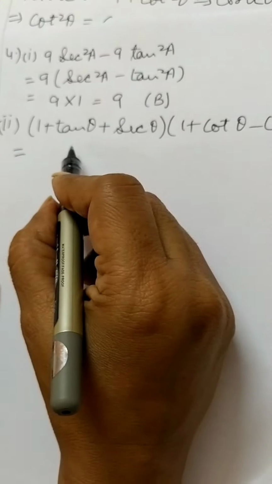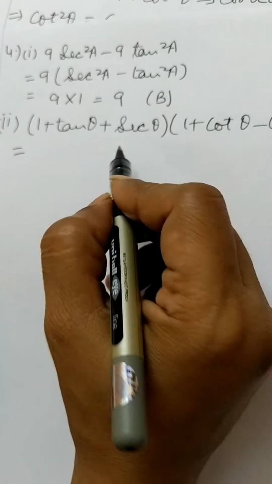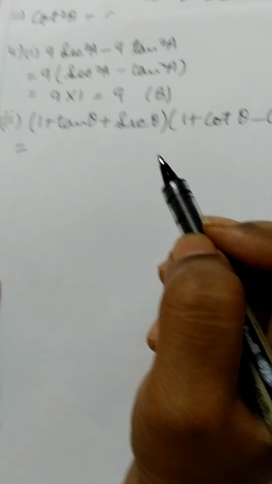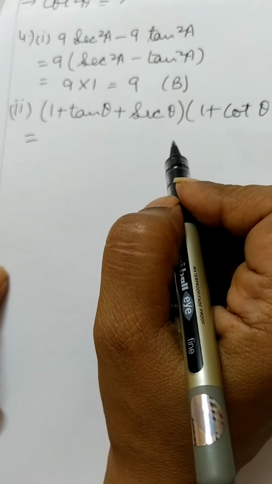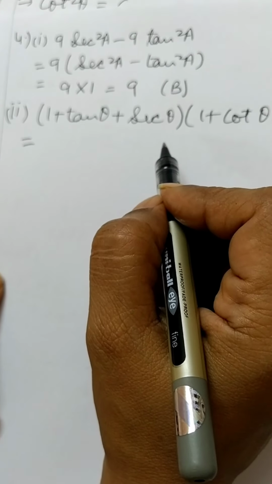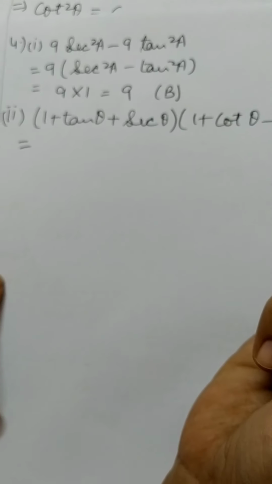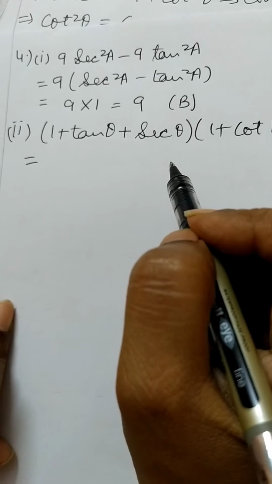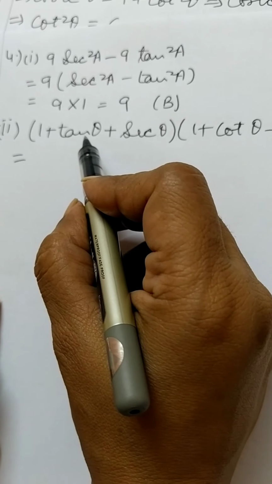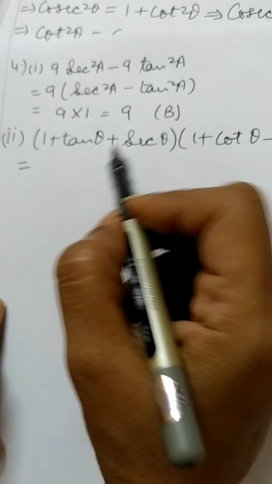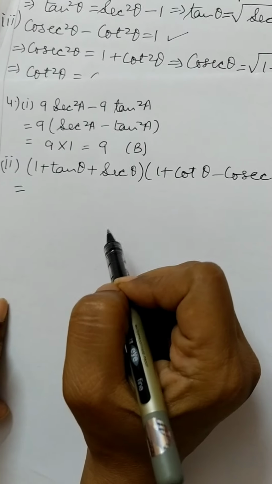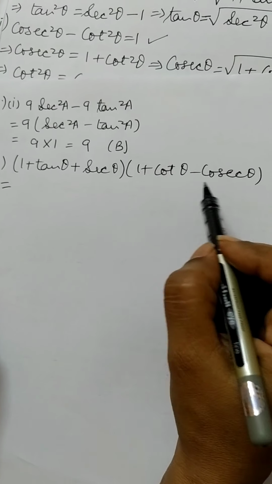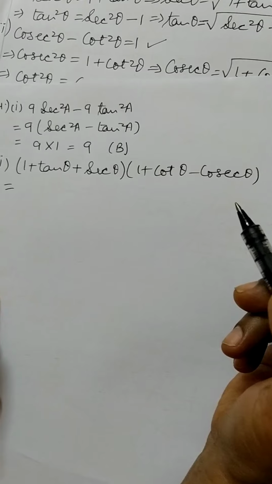Okay, if you look at this expression, any algebraic identity can we use? No. Or any of these 3 fundamental identities can we use here? No. We can write these t ratios in terms of sine theta and cos theta. Like tan theta can be written as sine theta upon cos theta. Sec theta can be written as 1 upon cos theta. Similarly, cot theta and cosec theta also we can write in terms of sine and cos.